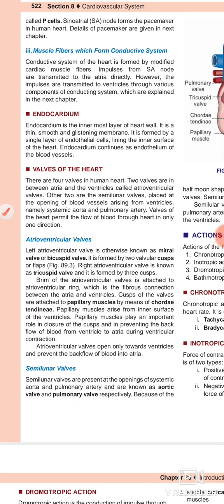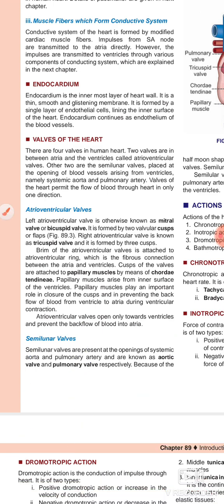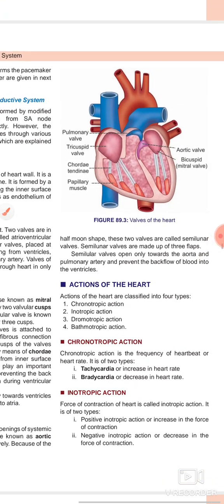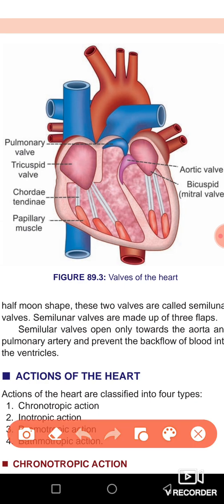Now we discuss the second type of valve, called the semilunar valve, and they are present at the opening of the systemic aorta and pulmonary artery. They can be called the aortic valve and pulmonary valve according to their position. As you can see in this diagram, this is the tricuspid valve and this is the bicuspid valve. They are shown with the diagram.